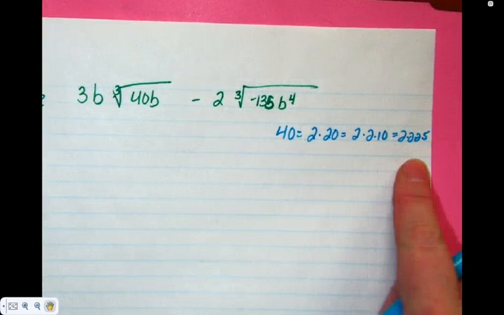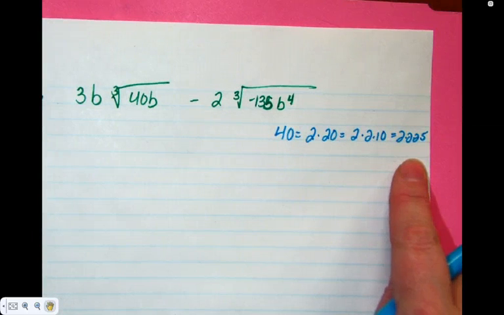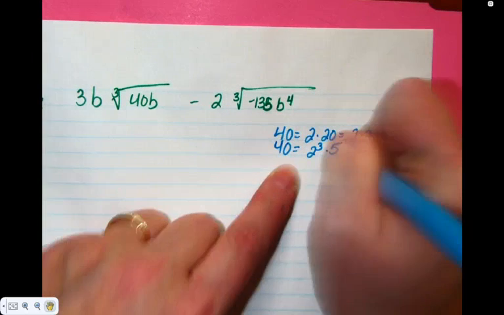How do I want to group this? Groups of 2, groups of 3, groups of 3. Why groups of 3? Because the index is 3, so I'm going to make this 2 cubed and 5.